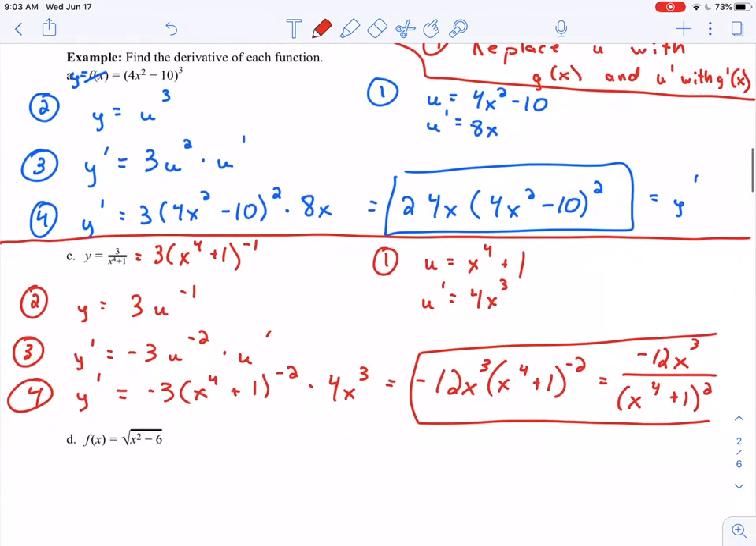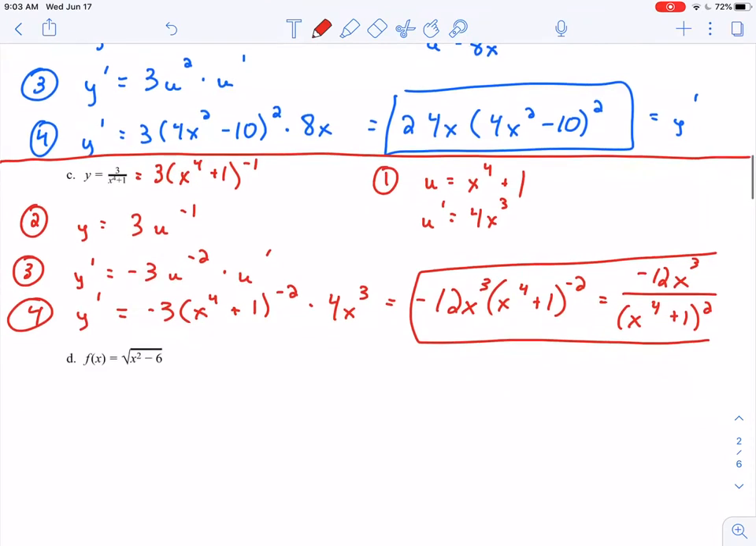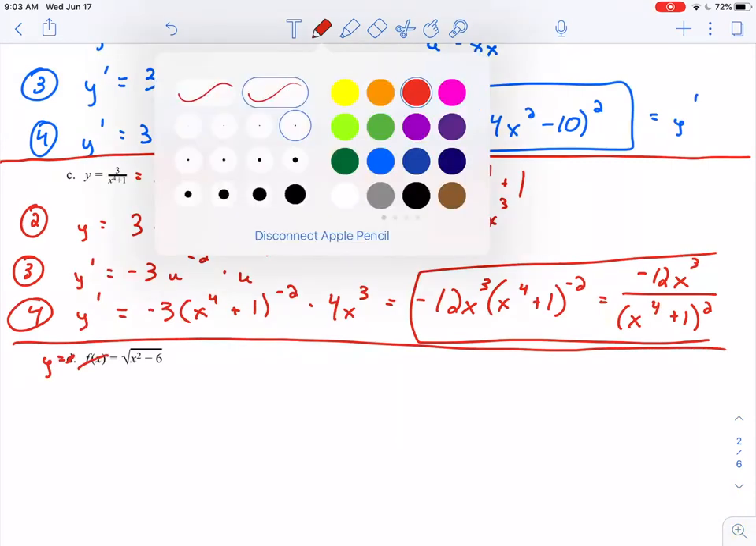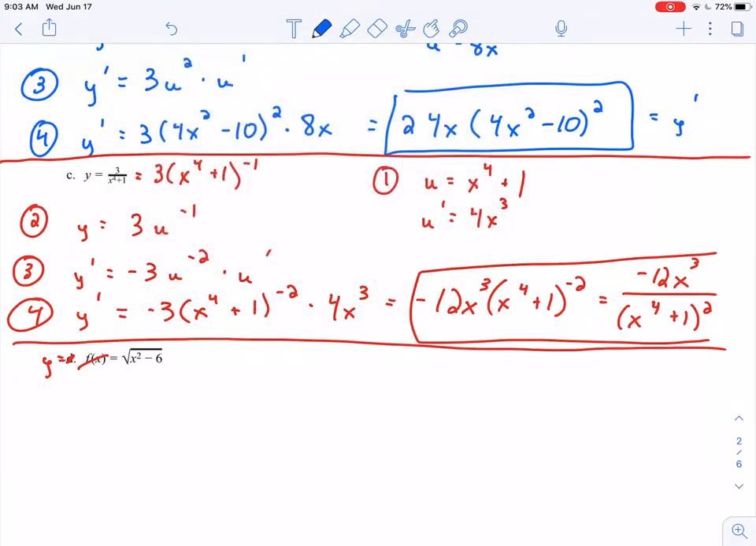My last example here, I have f of x, and again, I'm just going to call this y. Y equals square root of x squared minus 6. And just like I've done in the last example, I know I'm going to want to take the derivative of that square root, so it's probably easier just to rewrite this as x squared minus 6 to the 1/2 power. Now it becomes easier, I think, to pick out my u.